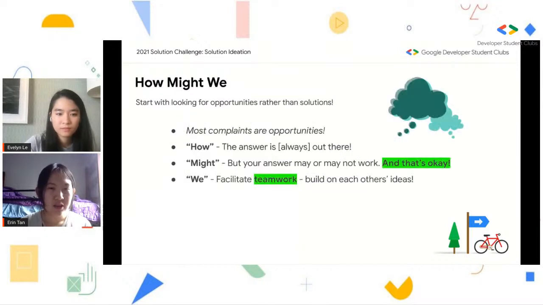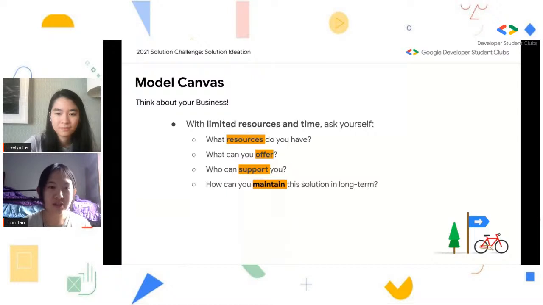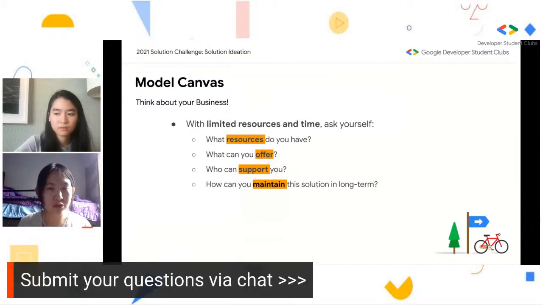So the second method you should use is the Model Canvas. The Model Canvas is how you can look at your solution instead of the problem, once you've figured out the problem. Since you have limited resources and time for your project, you would want to consider the big picture of the problem and the solution. After thinking about your problem, you would want to start by listing out what resources do we have? What can you offer with your product or project? Who can support you? Is there a community that you could go to for mentorship? And how can you maintain the solution in the long term?